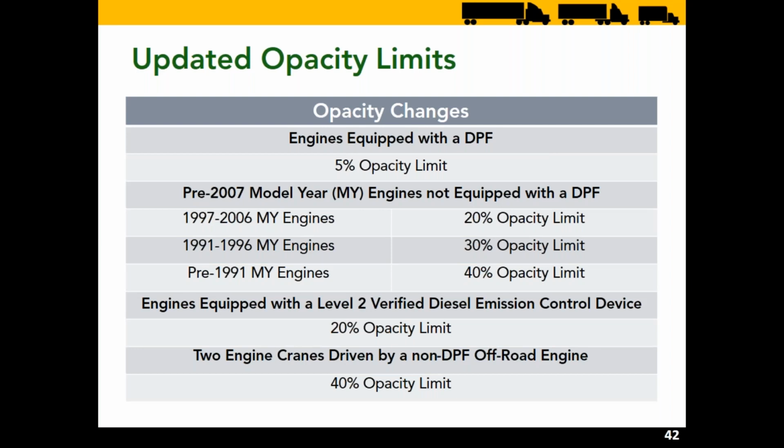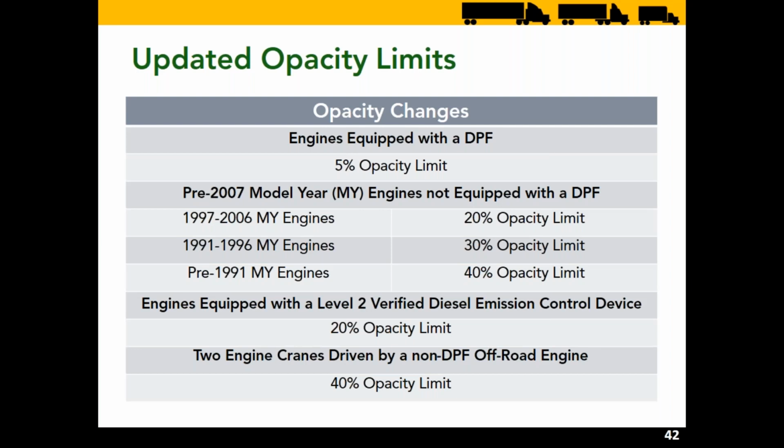Be aware that a lot of the opacity readers are able to read the lower level of smoke and give you an accurate reading, but unless the software was updated, the pass-fail readout may be incorrect. So because the opacity limit is lower, if your software is out of date and you get a 6.5% opacity reading, it may say pass on the meter, but that would actually be a failing result with the new limits. So just double check with your meter manufacturer to make sure your software has been updated.